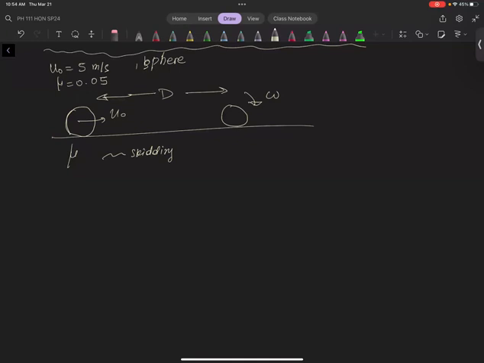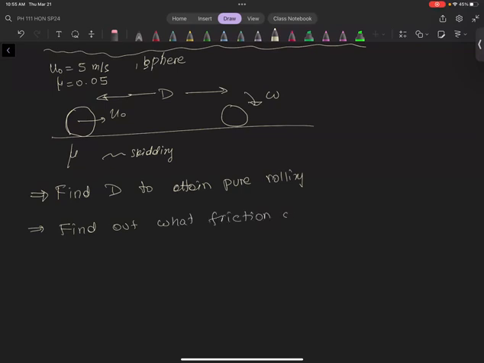So find the distance. And second, find out what friction does. And this will be the revelation. That will put the last nail in the coffin of this challenge. I'll see you next week.